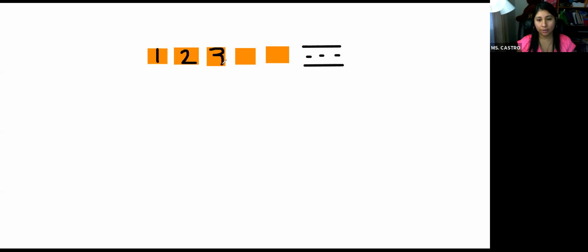3, 4, and 5. There we go. So I counted 5 orange cubes. So the number 5 is what I'm gonna write on the line. 5.